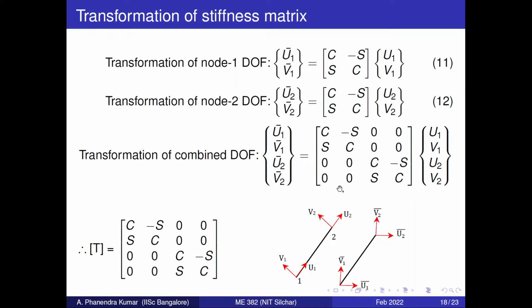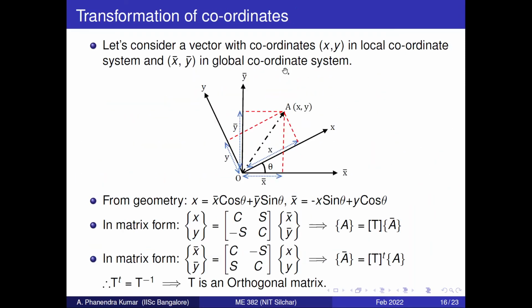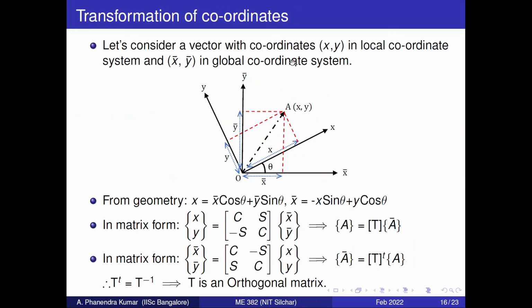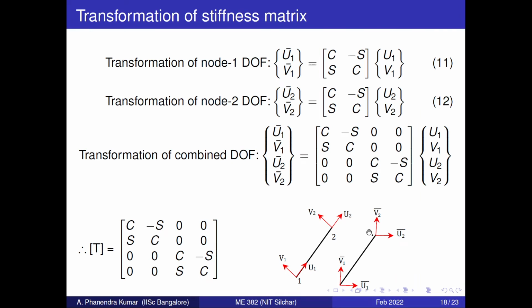Now we have u1, v1 as a vector. Previously we saw the transformation of a vector from local to global: a is T times a bar, where T is c, minus s; s, c. Here we have the global. So for global to local, it is T transpose. This will be T transpose, converting from global degrees of freedom to local degrees of freedom.